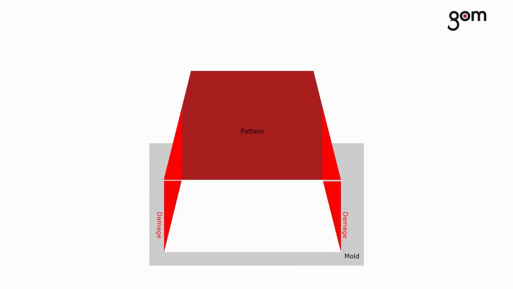Demolding a pattern like this, for example, would damage the mold and the pattern. Therefore, you need to avoid undercuts. Undercuts like this occur if a molding cutter cuts too deep, for example.